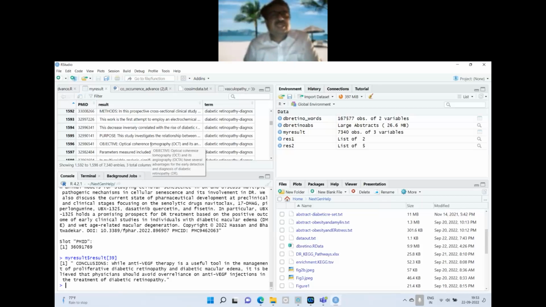So here it says that optical coherence tomography and its angiography have several advantages for the early detection and diagnosis of diabetic retinopathy. So this is again a new term that I have learned today. Optical coherence tomography. We know computer tomography, and that is used in medical diagnosis.